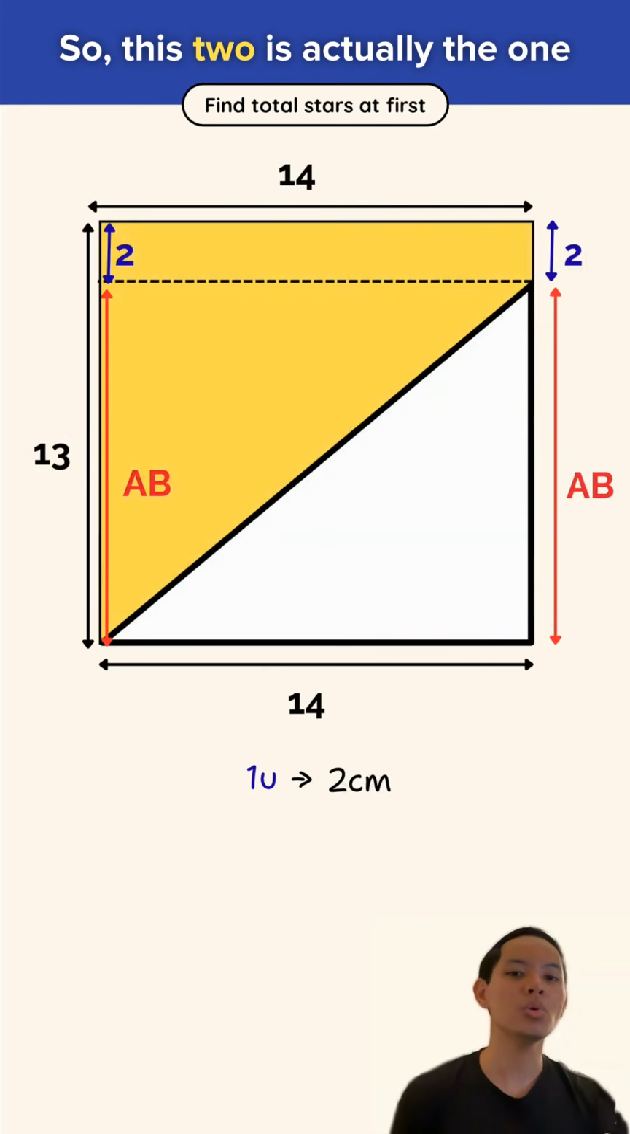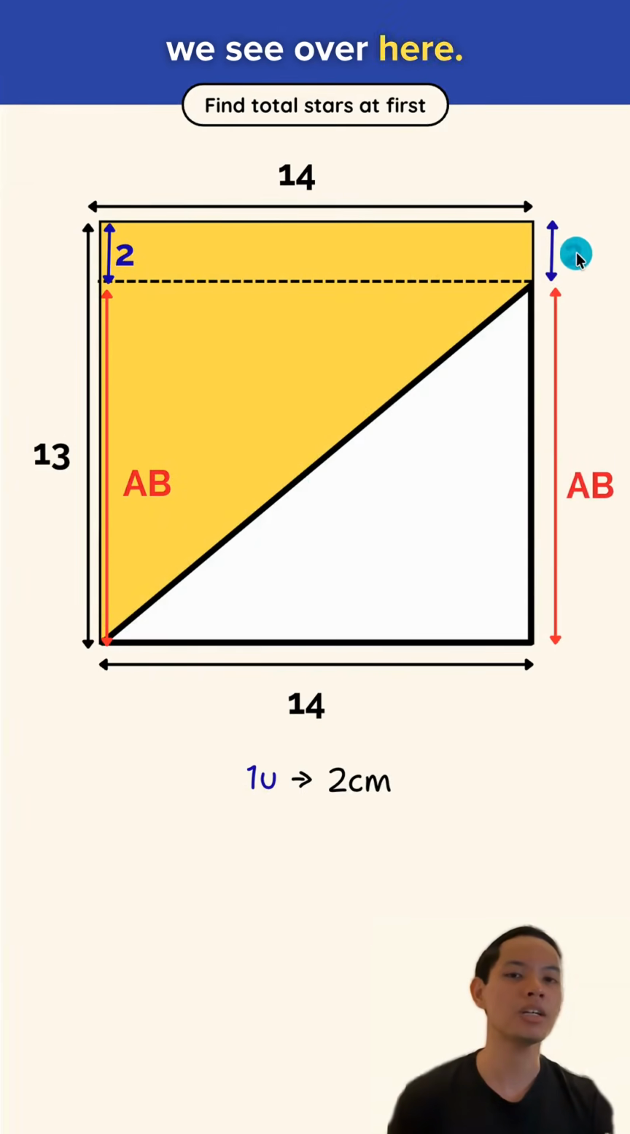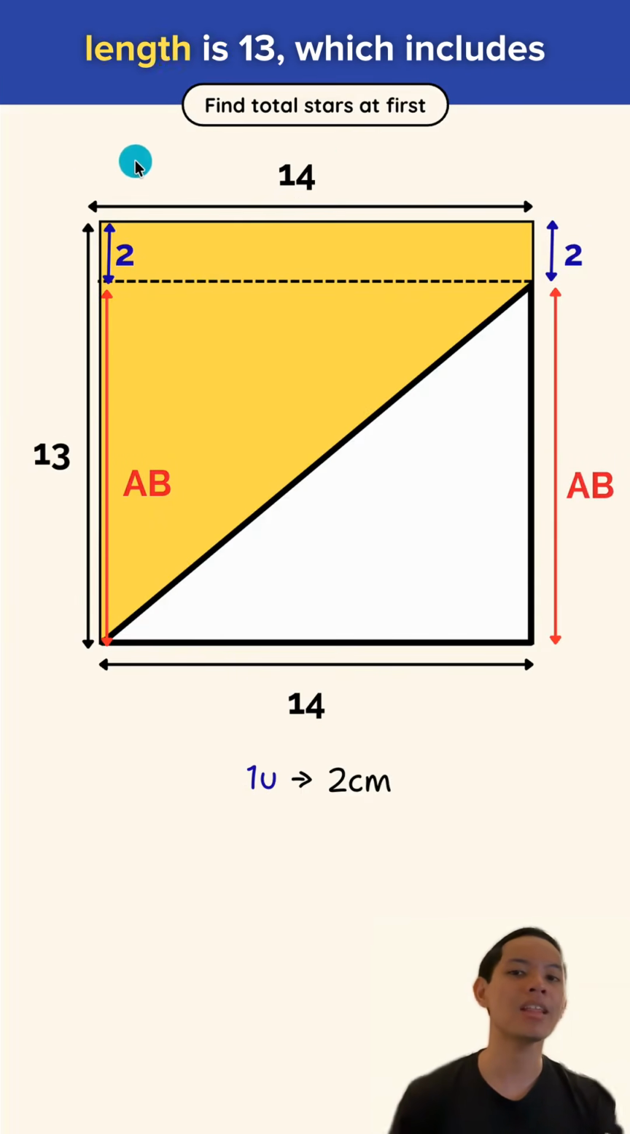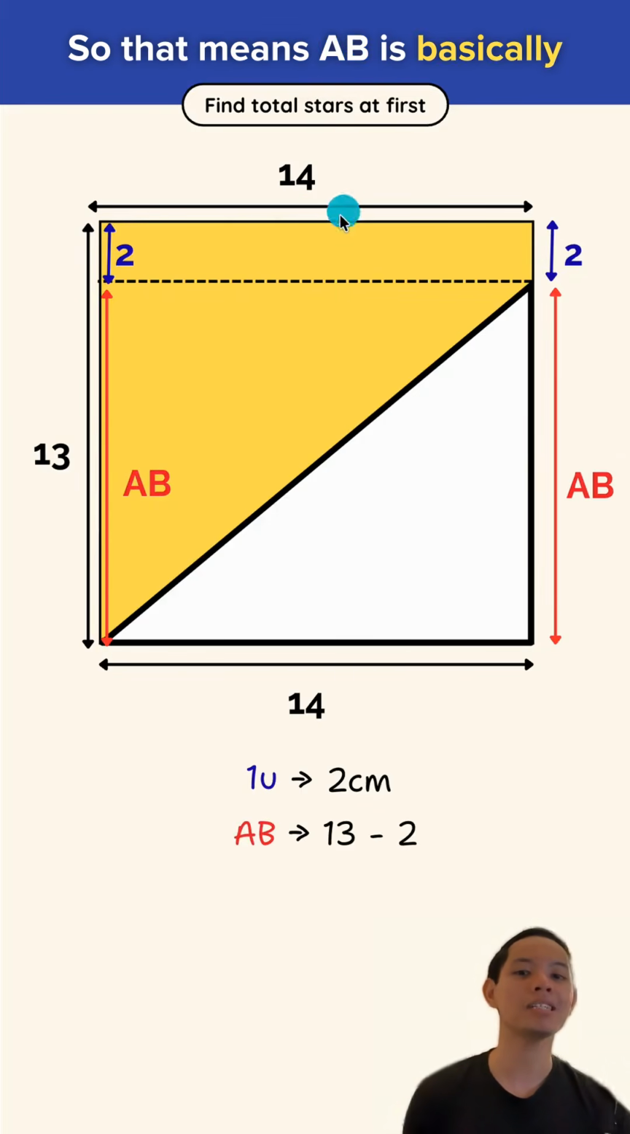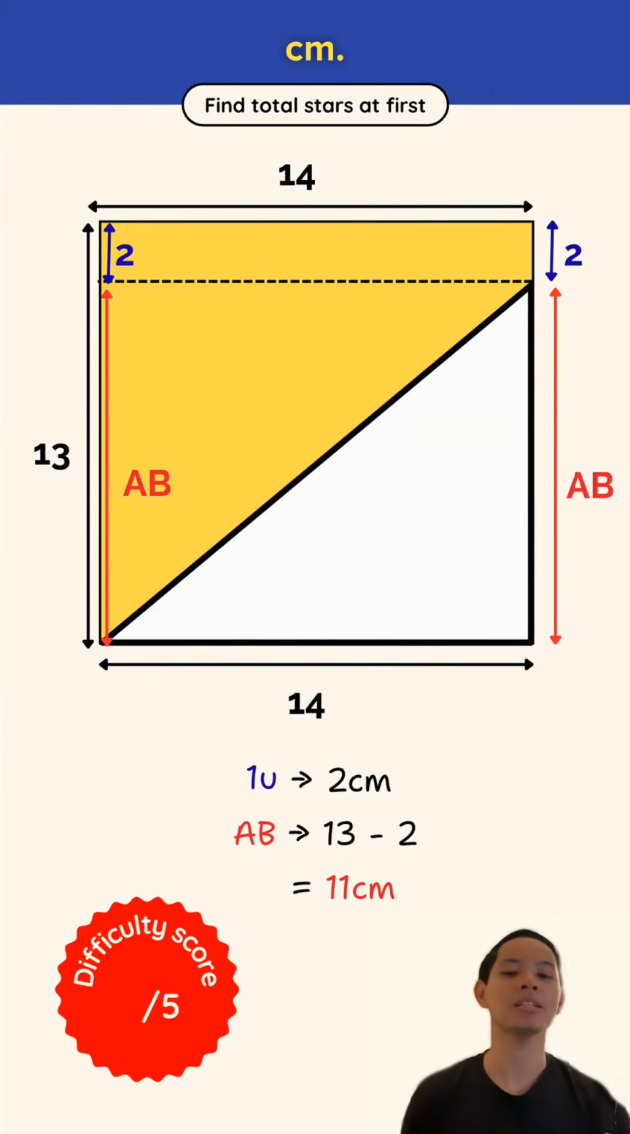So this 2 is actually the one that we put as 1 unit, as what we see over here. And we know that the length is 13, which includes AB. So that means AB is basically 13 minus 2, which in this case is 11 centimeters.